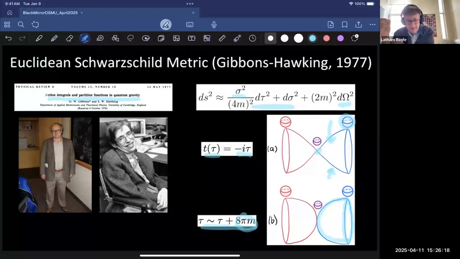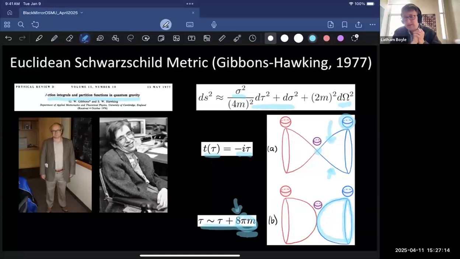And so they argued that because periodicity in the imaginary time direction is related to thermal equilibrium, they could infer from this argument that the temperature of the black hole was 1 over this period, 1 over 8 pi m. And then they also argued that by calculating the action on the right-hand blue bowl here, using the relationship between the path integral and the Euclidean version of the path integral, they were able to calculate the entropy of the black hole, and get a non-zero value, the traditional entropy of the black hole, which is the area divided by 4 in Planck units.